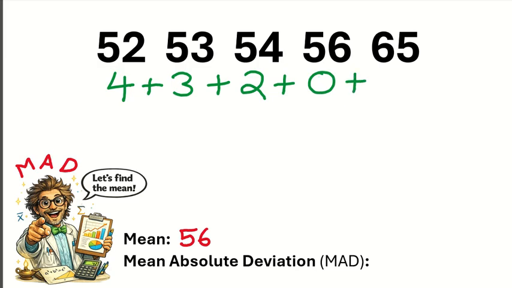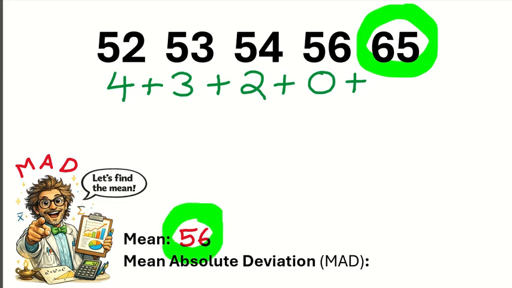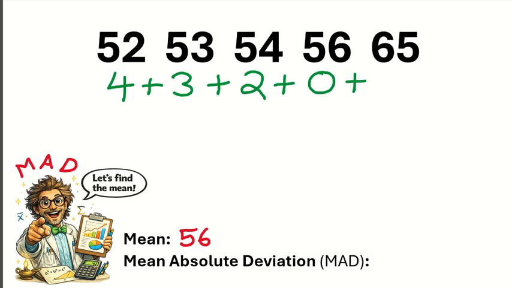And then finally we come to 65. How far is 65 from 56? Well, we know that 65 is 9 units away from 56, so we're going to go ahead and add a 9. And now we just add those all up and divide the sum by the number of numbers. So 4 plus 3 plus 2 plus 0 plus 9 is going to give us 18.